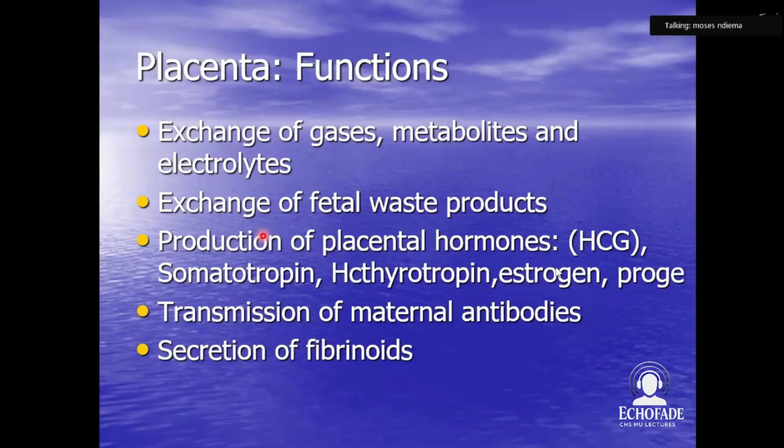And then secretion of fibrinoids. Now, fibrinoids is fibrous, homogeneous tissue-like secretions that accumulate at the junction between the fetal and the maternal part of the placenta. So they increase. And this is the area where there's separation of the placenta after delivery.